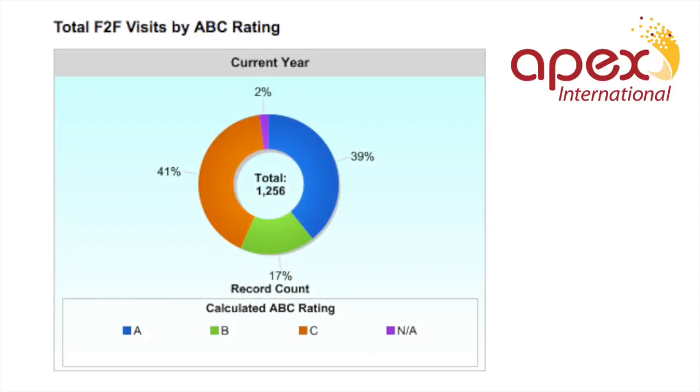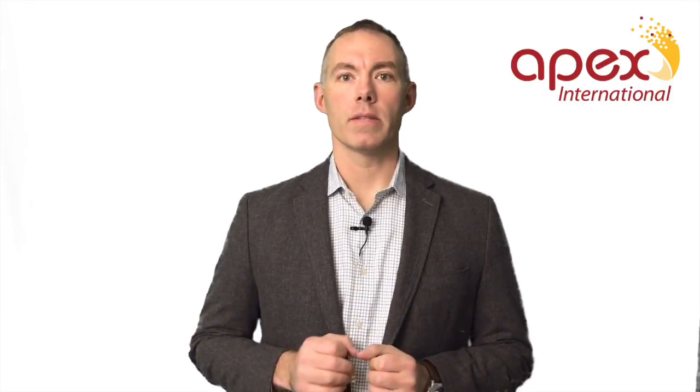Finally, the total face-to-face visits by ABC rating displays the total number of sales calls displayed as a percentage by estimated addressable spend. This report allows you to determine if you are spending your time where there is the most business potential. I hope you've enjoyed this overview of the Sales Rep Performance Dashboard.